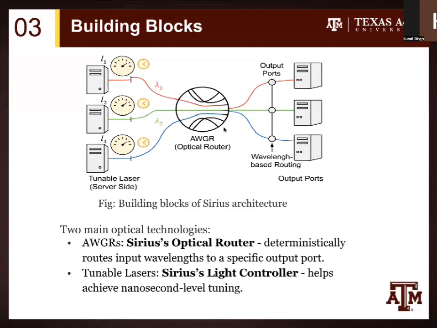We will start by discussing the two major building blocks of this architecture. On the server side, we have the tunable lasers to select the wavelength of emitted light. The second component in the system is the AWGR router that routes the input wavelength from the server side to the specified output destination server. This establishes a route between server and destination. The output port receives the wavelength from the AWGR to further communicate with the input server. These two components together help achieve the nanosecond optical switching and server communication in this architecture.